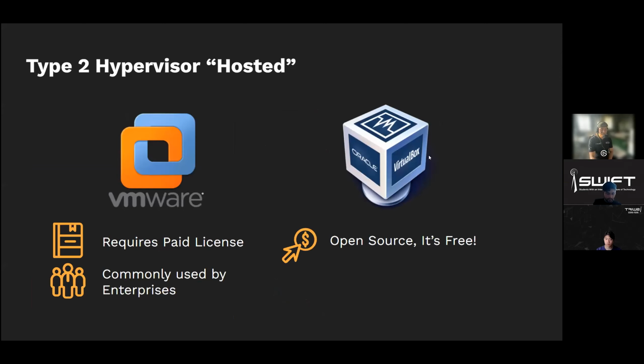We're going to be talking about two different types of type 2 hypervisors today. The first is VMware, and the second is Virtualbox. Now, VMware has two versions: VMware Workstation Pro and VMware Workstation Player.